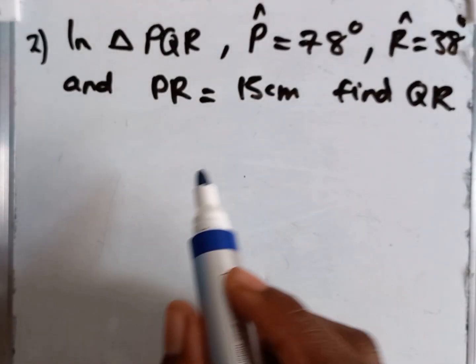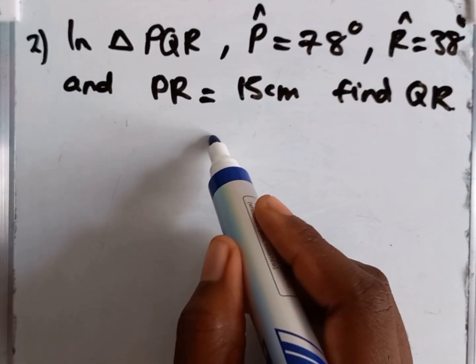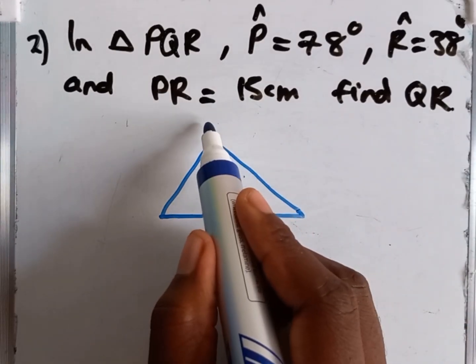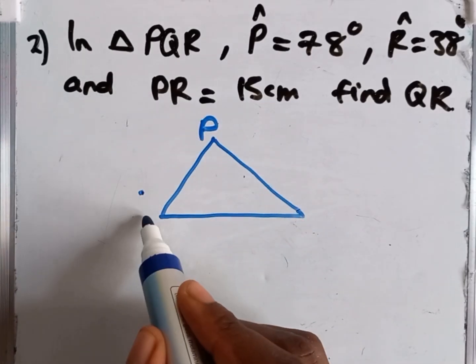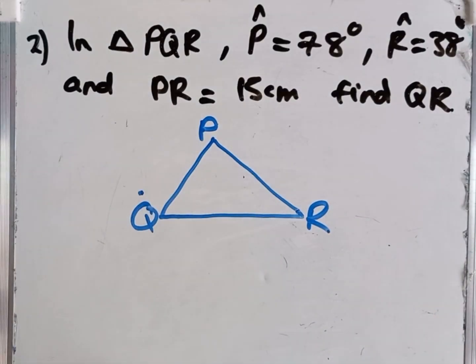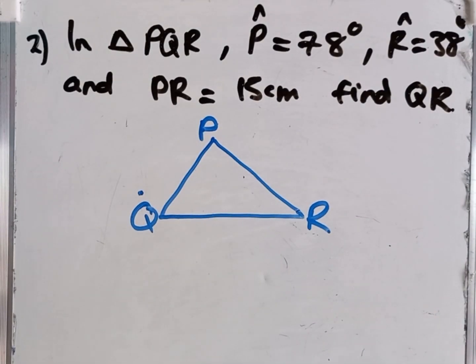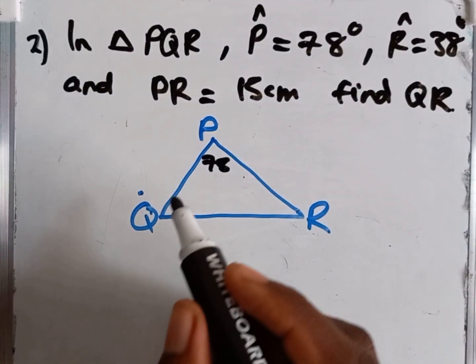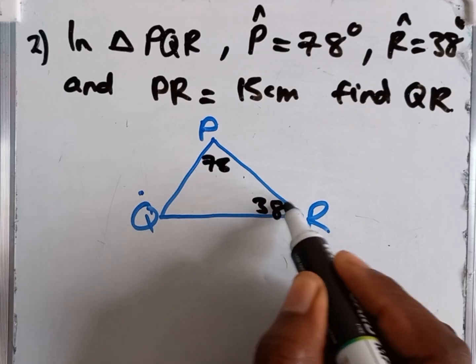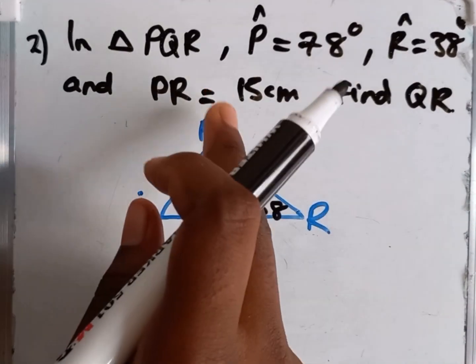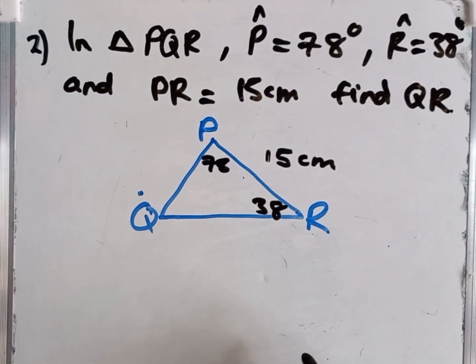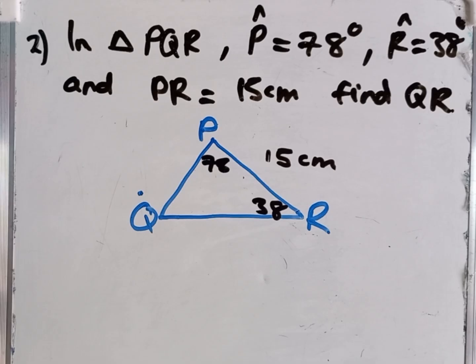So this is our diagram. Since there are some acute angles, I can just simply sketch this small triangle and name it P, Q, R. I'm given that angle P is 78, angle R is 38, then side PR is 15 centimeters. Likewise, we are going to name this side PR using a small letter for our sine rule concept.